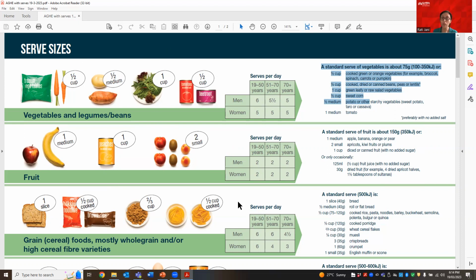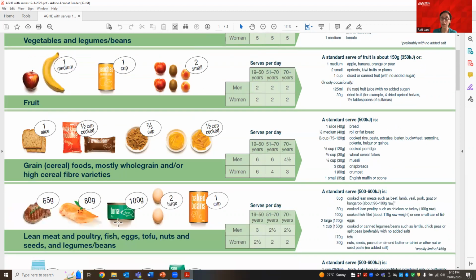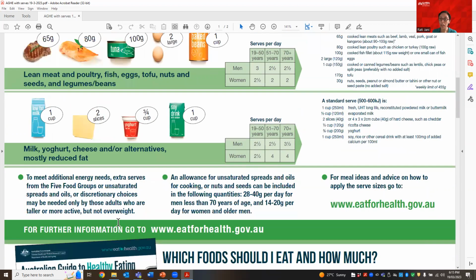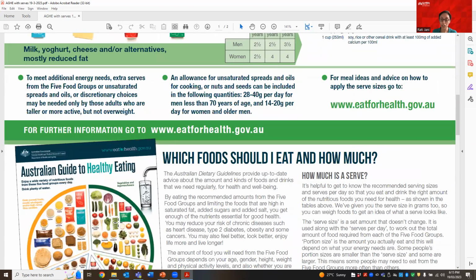So this document will be helpful for you because it not only has the recommended serves for specific age groups for men and women, but it also gives you example serves of various items for each of the food groups. All right, so you will be allowed to carry this document for your assessments, and this will be a handy document for your dietary calculation.